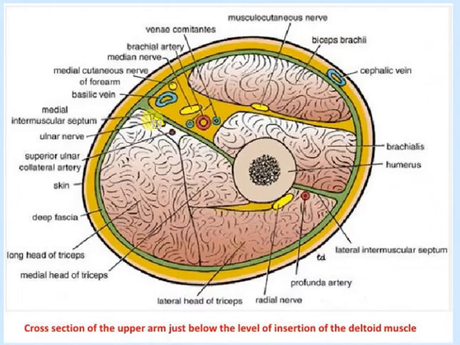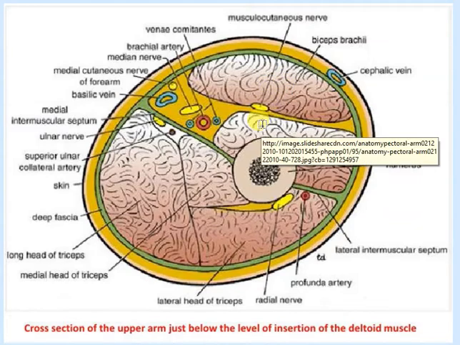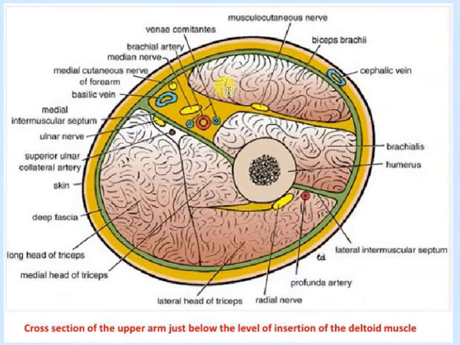We have the ulnar nerve, then the median nerve, and the medial cutaneous nerve. All of these do not innervate the arm; they innervate the forearm. But the musculocutaneous nerve is the one which innervates the biceps brachii, then the coracobrachialis and the brachialis muscle, and they are not shown in this diagram. So this is the cross section of the upper arm just below the level of insertion of the deltoid muscle.